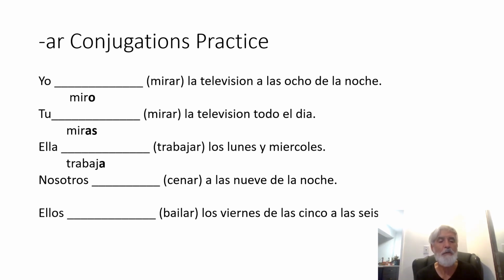Okay, so we want to say we have dinner, or we eat dinner. So we get the stem cen. What is our magical ending with nosotros? It's amos. Nosotros cenamos a las 9.